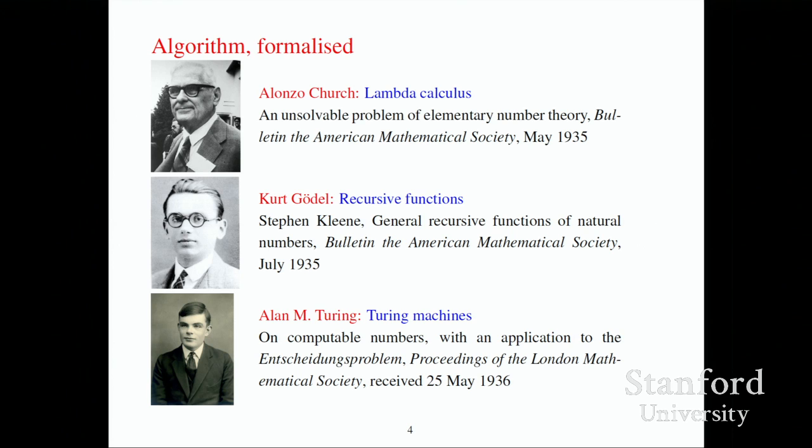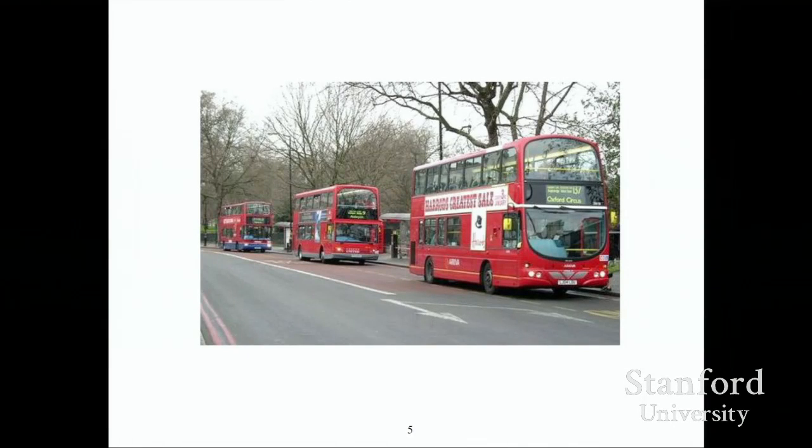When 3 papers appear, Alonzo Church describing lambda calculus, Kurt Gödel describing recursive functions, and Alan Turing describing what we now call Turing machines, all within a year of each other, something already alluded to. It's like buses. You wait 2,000 years for a formal theory of computability, and then 3 come along at once. So why did this happen?